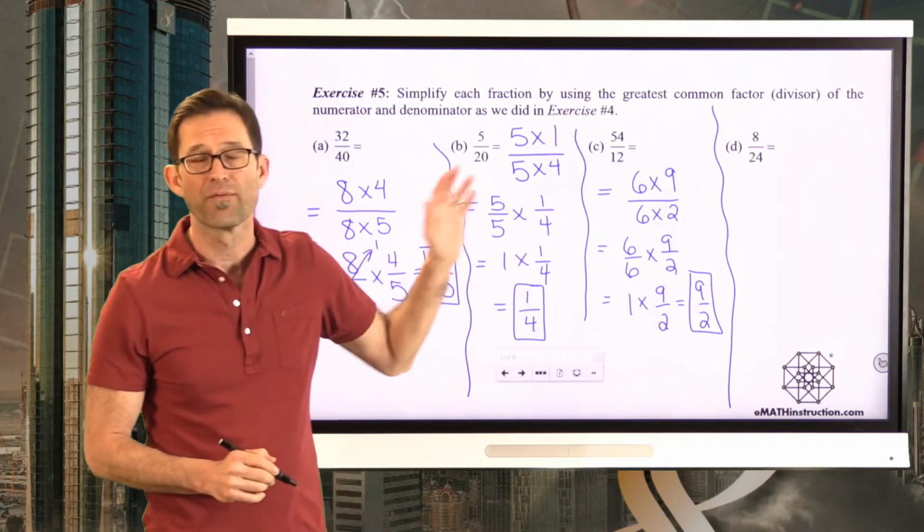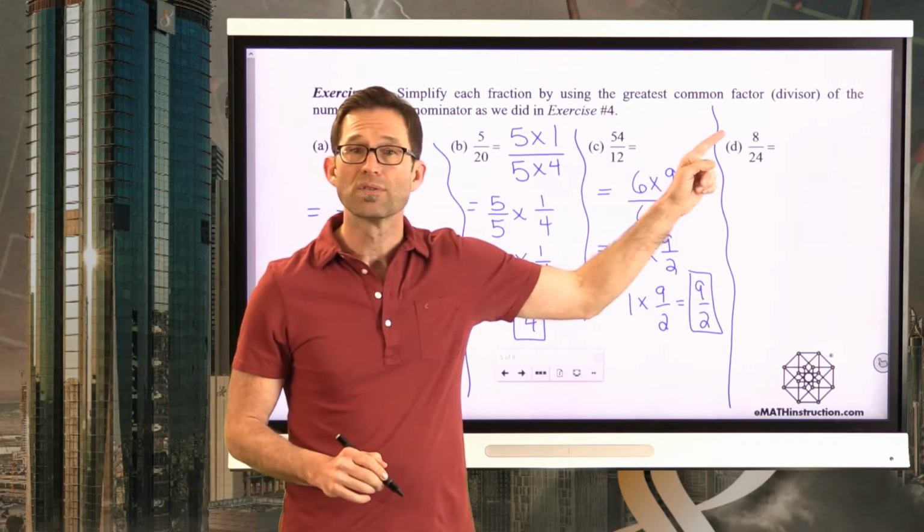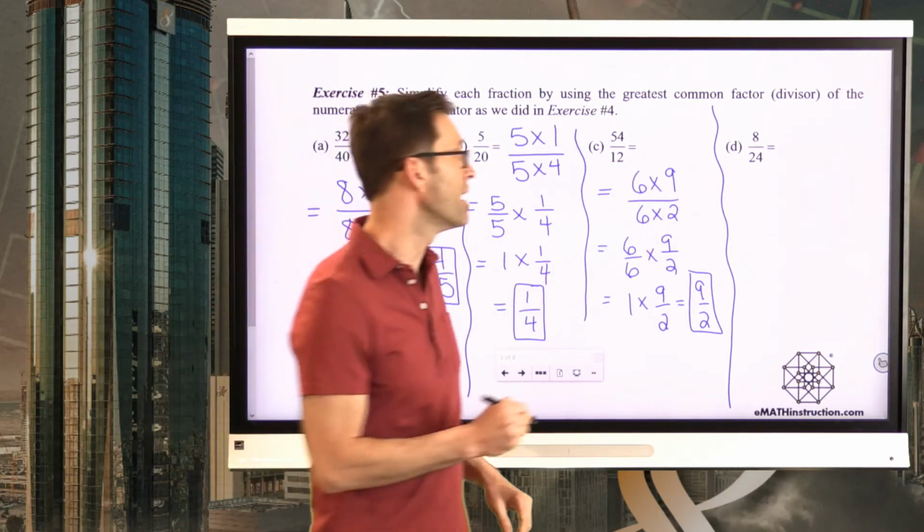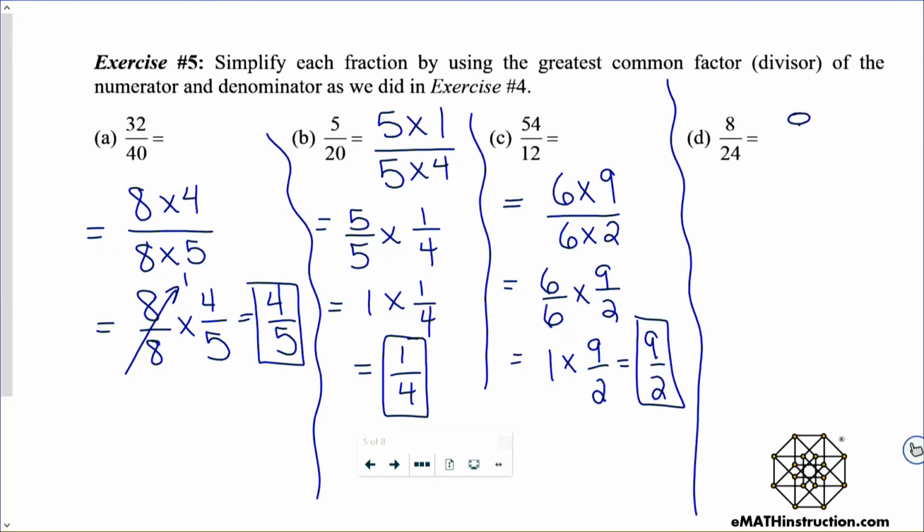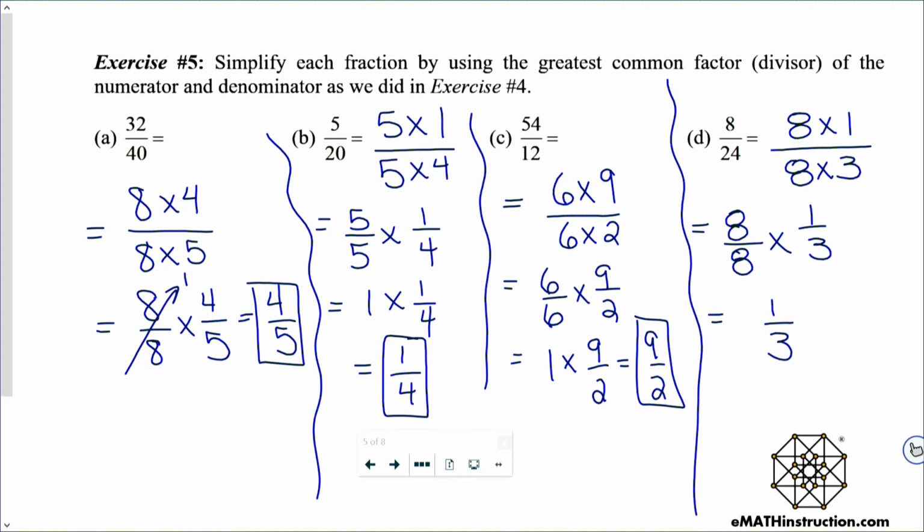8/24 is very similar to 5/20. The largest number that goes into both 8 and 24 happens to be 8. So I'm going to rewrite this numerator as 8 times 1, and I'm going to rewrite the denominator as 8 times 3. Always make sure that you've got a product in both, right? So then I'm going to have 8/8 times 1/3, and that's just going to be 1/3, because 8/8 is equal to 1.